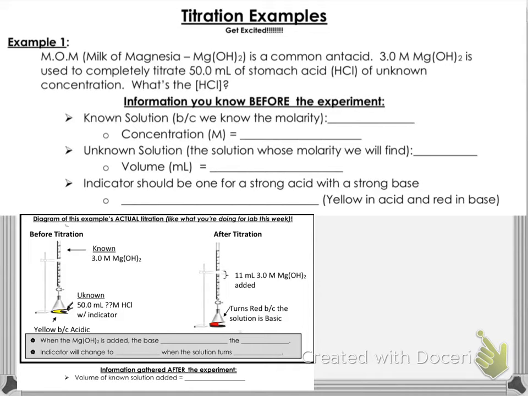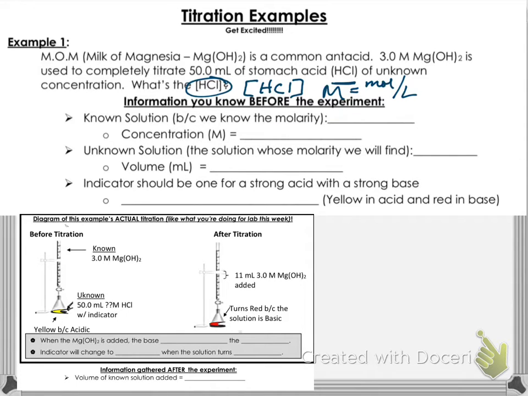So example 1, milk of magnesia is a common antacid. 3 molar magnesium hydroxide is used to completely titrate 50 milliliters of stomach acid, which is hydrochloric acid, of an unknown concentration. And we want to know what is the concentration of HCl. Anytime you see something in brackets, that means the concentration of, and we're solving for it in molarity, right? Remember, molarity is moles per liter.